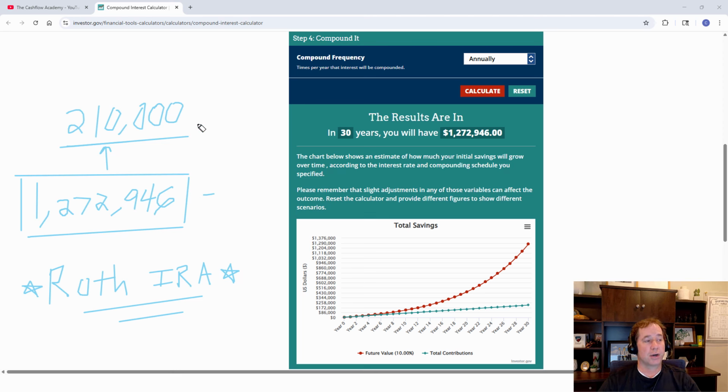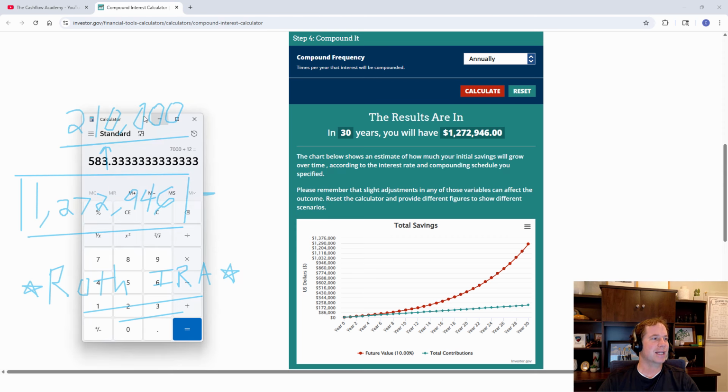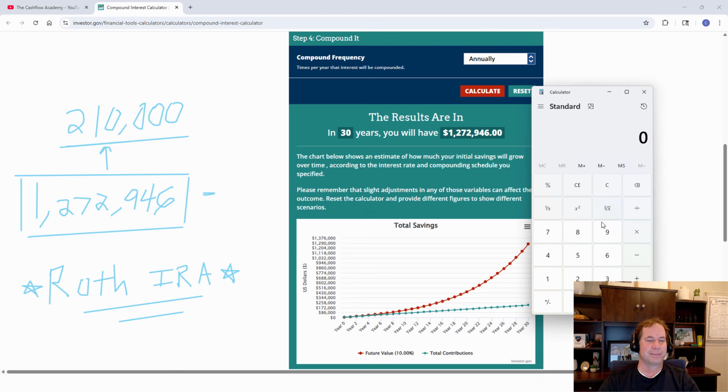The traditional IRA would have compounded the same, but now we're paying tax on that. And even if you're a low tax bracket, I mean, let's imagine for a second that you're a tax bracket that is, I don't know, 15%. Well, 1,272,946 times 15%, that's $190,000 that you're going to owe in taxes at a low.